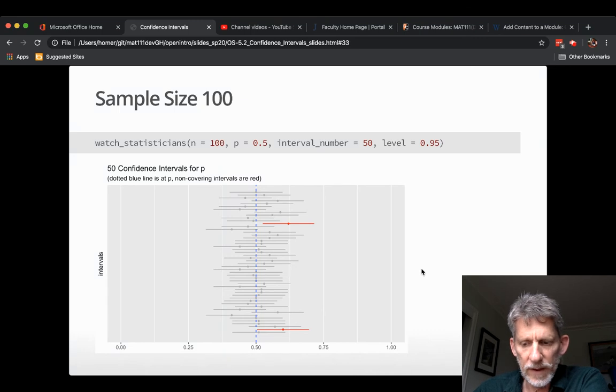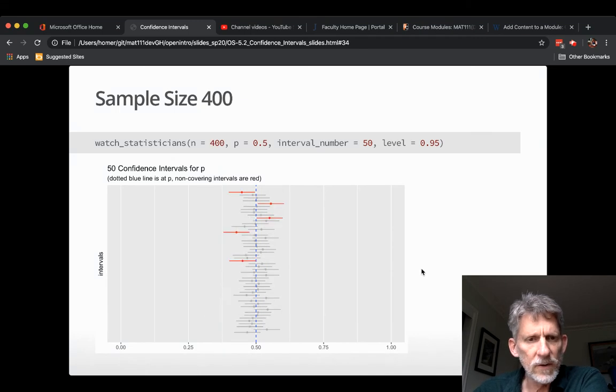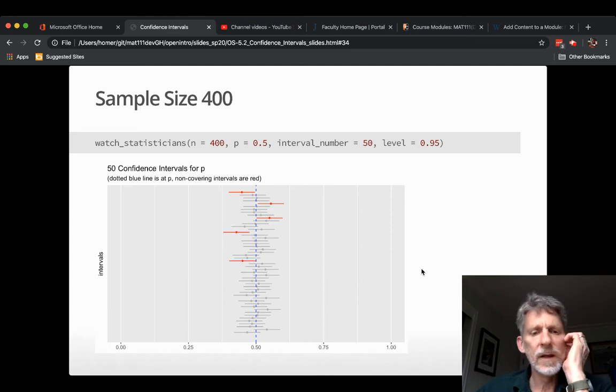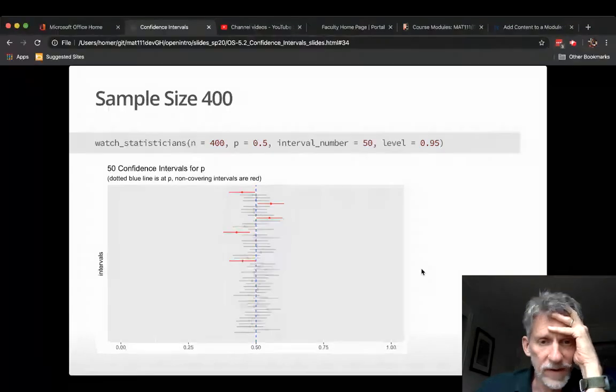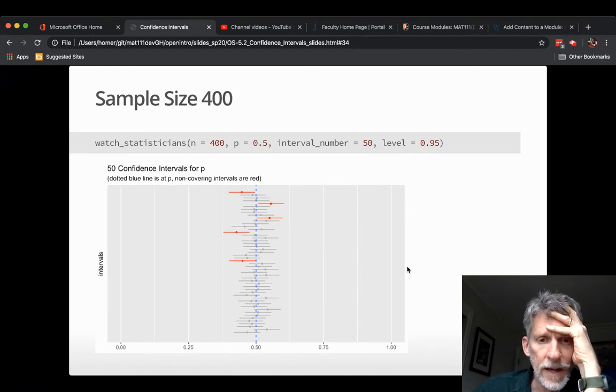At sample size 100. Now take a look, same situation, but the sample size is 400. And you'll see again that most of the statisticians are covering the p, some aren't, but their confidence intervals are narrower. The bigger the sample size, the smaller the margin of error, and therefore the more narrow the confidence interval is. So when your sample size is bigger, you can be more precise about what you think the population parameter might be.